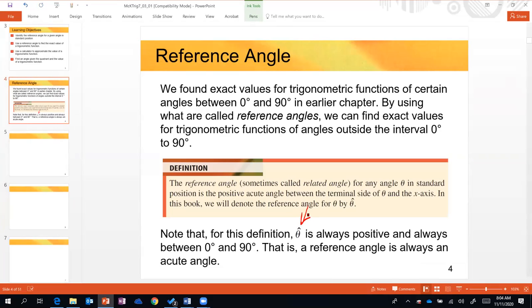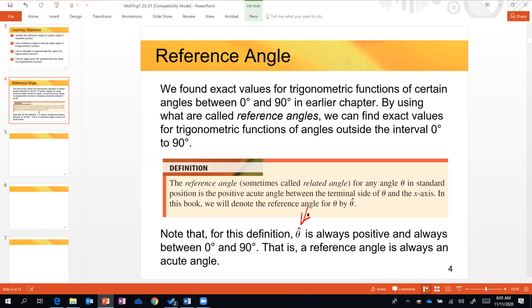Okay, that little guy right there. It's called Theta Hat, H-A-T. No, you made that up. No. It has a hat. That's impossible. That's adorable.